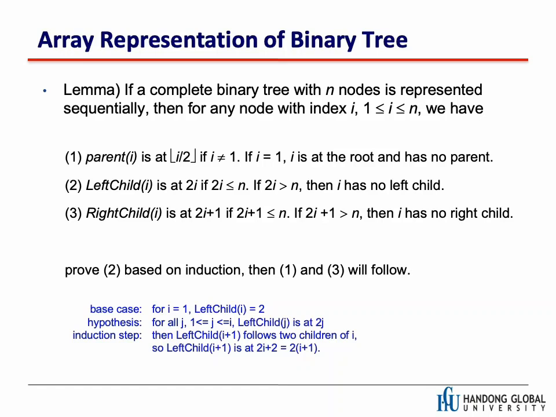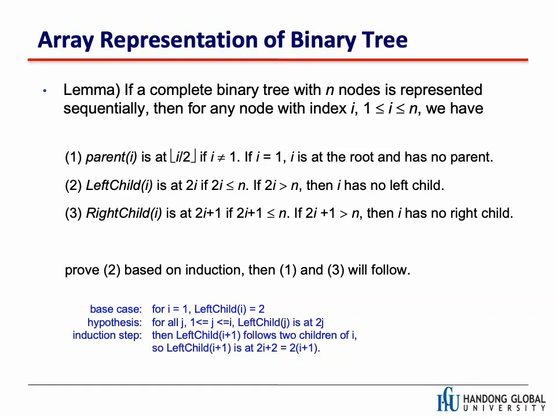So the parent of a node can be simply calculated by this equation. If the node index is 2, then 1 is the parent. When the node is 5, then 2 is the parent, like that. So we can find the parent of any node quite easily. Second, the left child of i is at 2 times i.